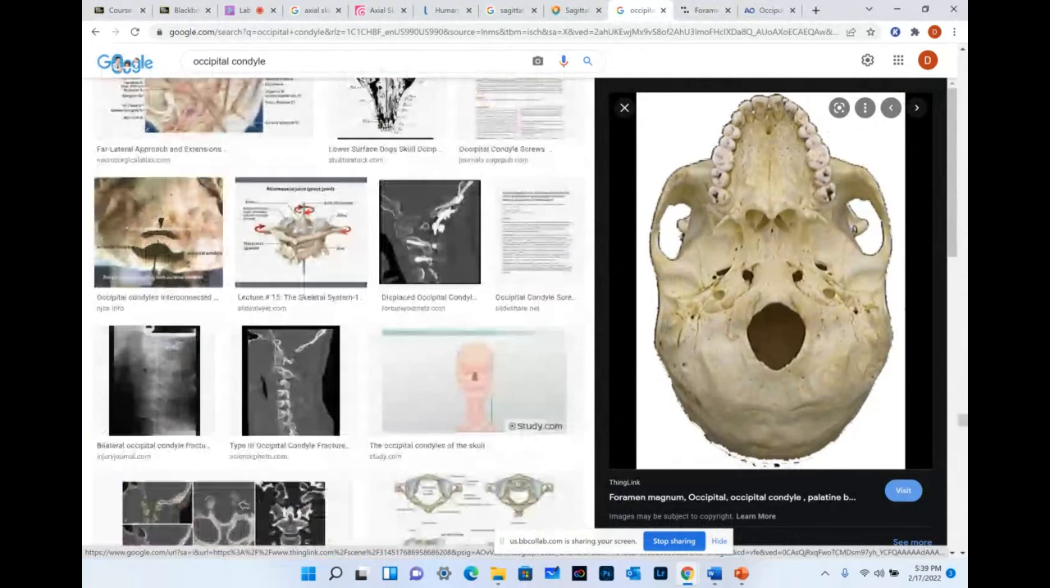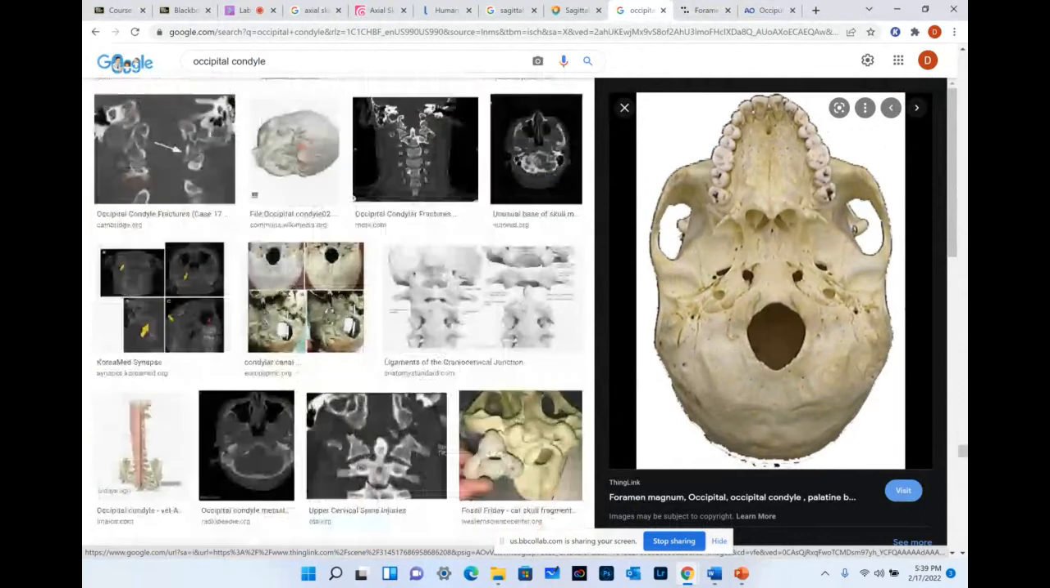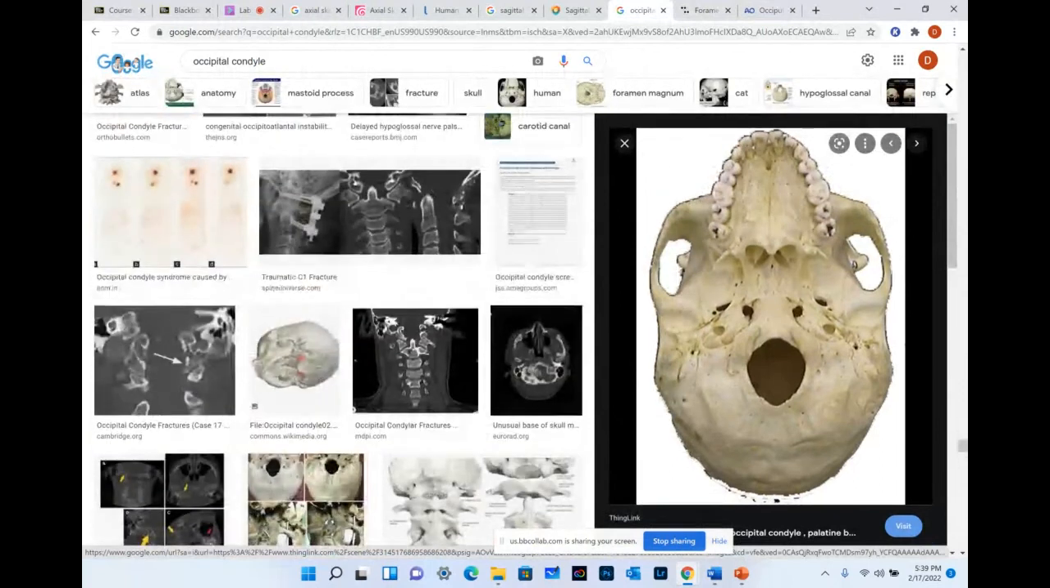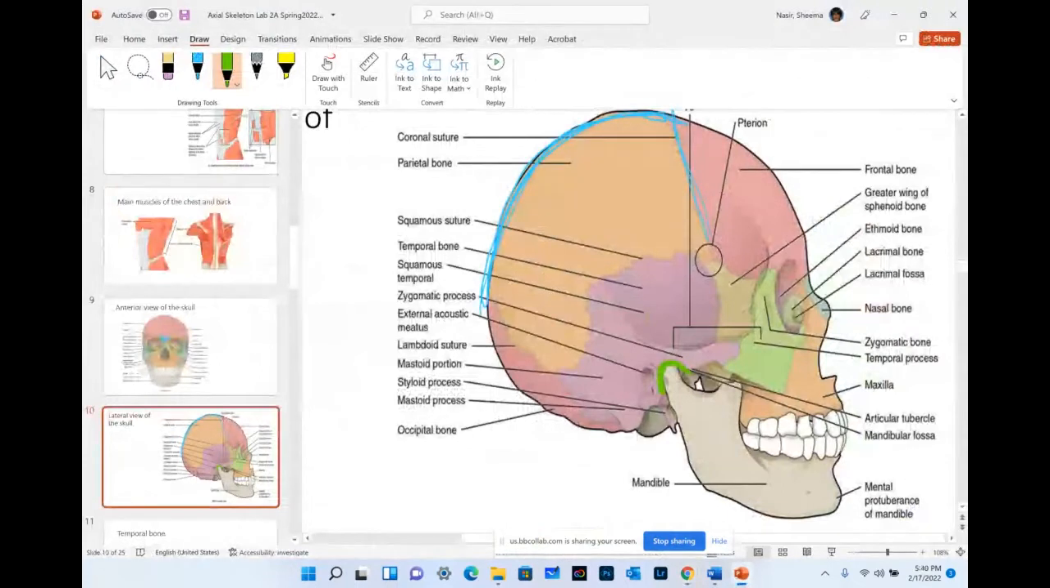And I'm just looking for any nicer photographs if there are any. So coming back here, you see this protrusion. This is the mastoid process. This is your styloid process. Styloid process is like a stylus. It's like a very thin pencil right here. So this is styloid process. This is mastoid process. This is your external acoustic meatus.